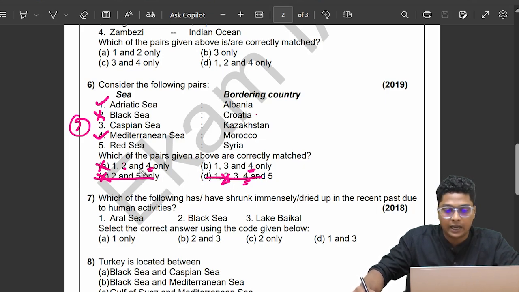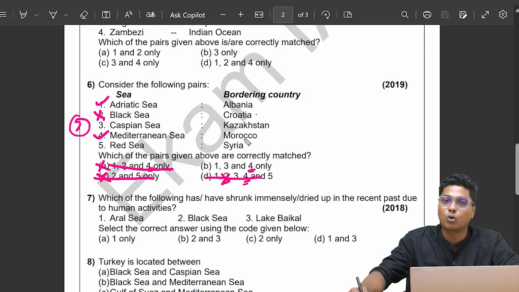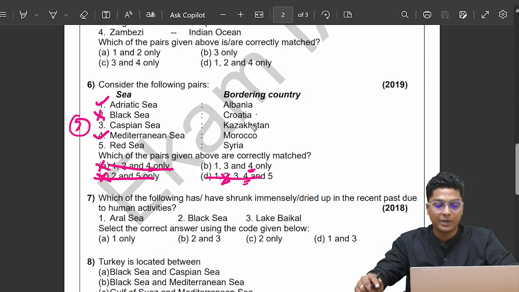I am removing them and I am getting the answer 1, 3 and 4. 1, Adriatic Sea, Albania. 3, Caspian Sea, Kazakhstan. Yes, we have seen it earlier in the session. 4, Mediterranean Sea, Morocco. That also we have seen, right? So through the elimination method, you will be able to find the answer.